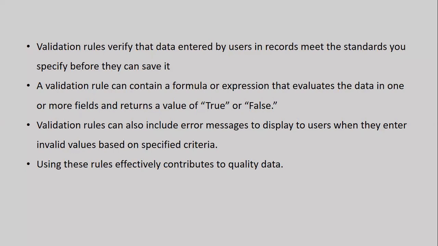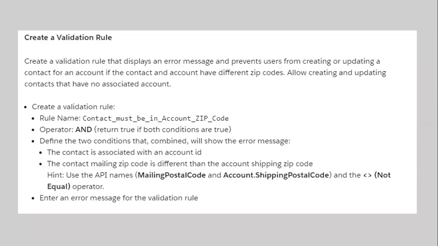So let us understand this validation rule with a simple example. This is the Trailhead challenge. Create a validation rule that displays an error message and prevents users from creating or updating a contact for an account if the contact and account have different zip codes. Allow creating and updating contacts that have no associated account.